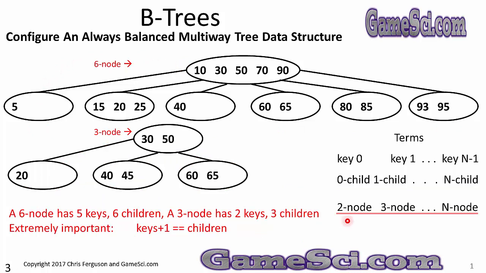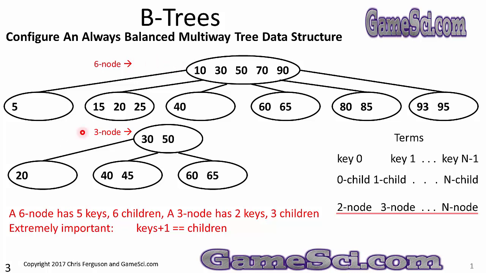More terms: a 2 node, a 3 node, an n node. A 6 node has 5 keys and 6 children. If you look at this node here, 1, 2, 3, 4, 5 keys. 1, 2, 3, 4, 5, 6 children. That's why this is called a 6 node.